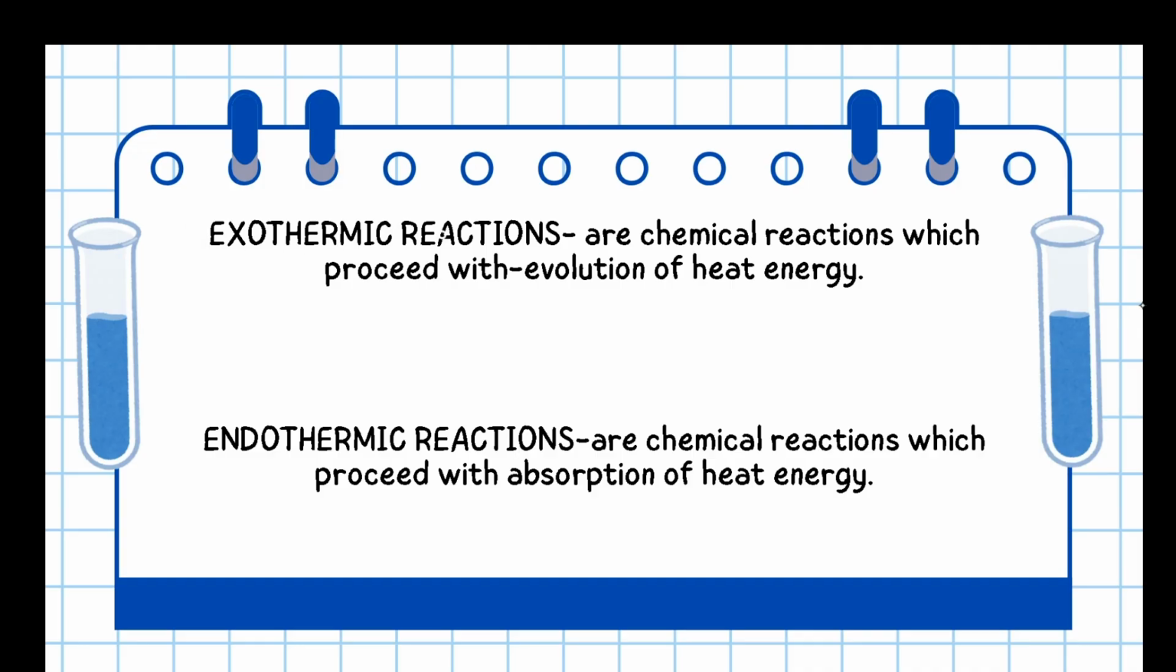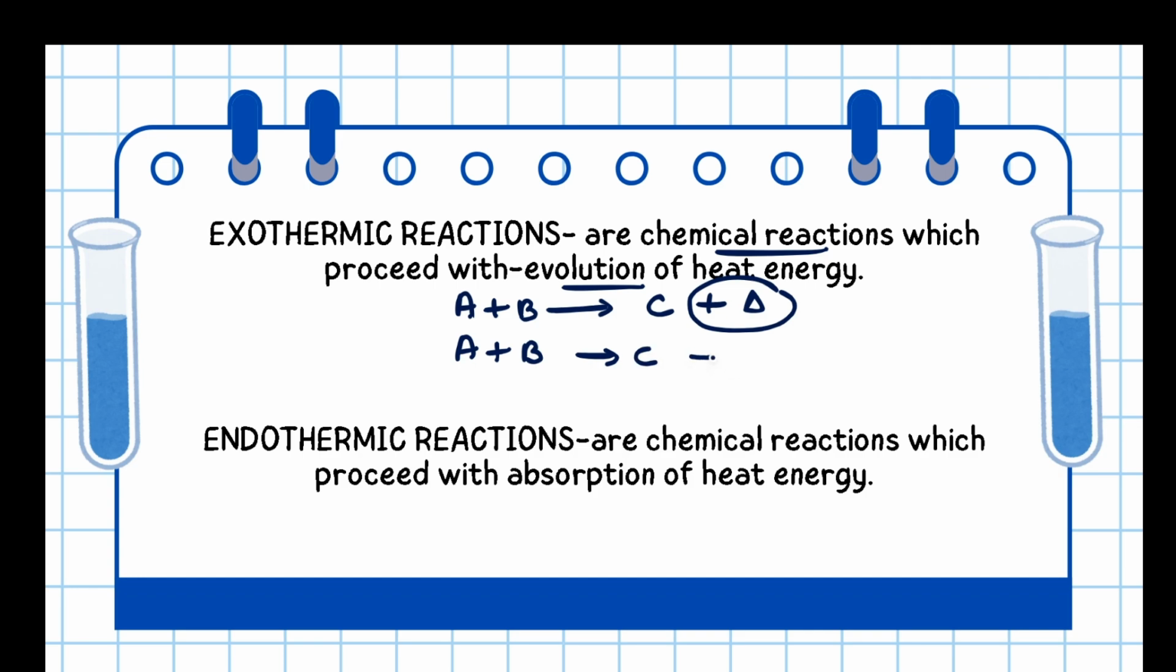Firstly, the definition is important. Exothermic reactions are the chemical reactions which proceed with the evolution of heat energy. So if A is reacting with B and the product formed is C, and heat energy is evolved, you are going to represent it with a positive triangle. So this is an exothermic reaction. And in the same case, if again A and B are reacting to form C, and I write a negative triangle, then it will be classified as an endothermic reaction. What are endothermic reactions? Those which proceed with the absorption of heat energy.